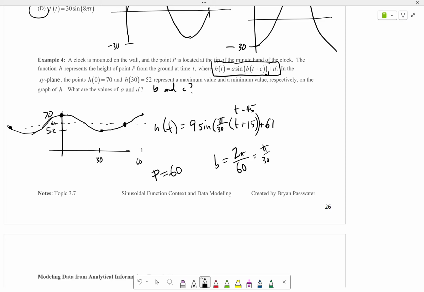Be careful. I'm sorry to cut you off here, but we've changed the period. Pi over 30 changes the period. We're no longer going from 0 to 2 pi. We're going from 0 to 60. So we had to base it on that. It sounds like you have a lot of good analysis going on. We just have to make sure we're in seconds or minutes land here.